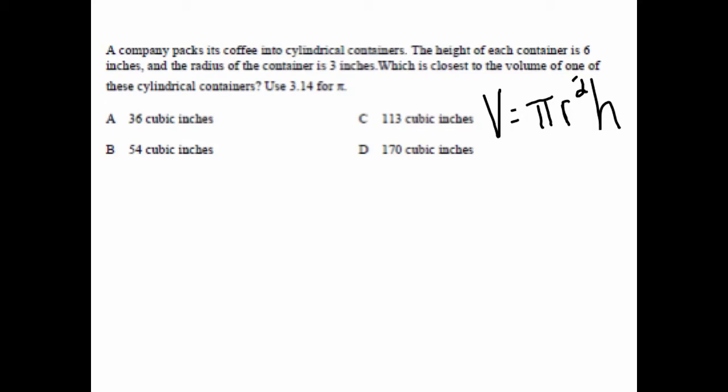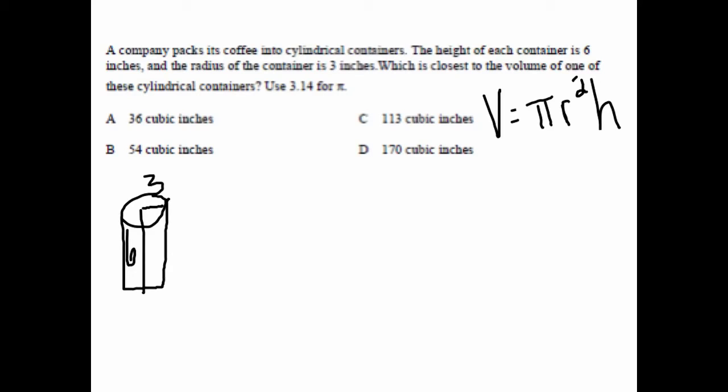All right, let's read this first one. A company packs its coffee into cylindrical containers. The height of each container is 6 inches and the radius of the container is 3 inches. Which is closest to the volume of one of these cylindrical containers? Use 3.14 for pi. Okay, so whenever I hear a shape, the first thing I'm going to do is draw it. So here's my little coffee container. I know that it has a radius of 3 and a height of 6.